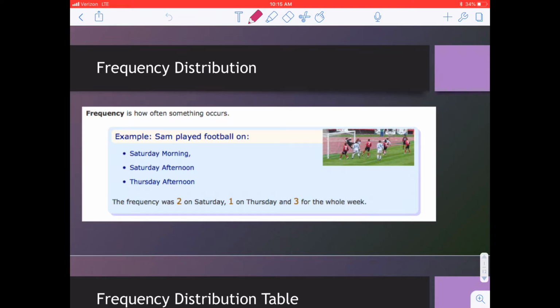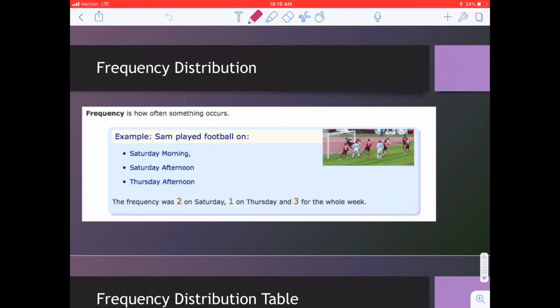So if this piques your interest at all, I definitely encourage you to possibly take a statistics course and continue learning about all the other ways that you can properly conduct research and analyze your data. But the first method that we're going to talk about as a way to organize your data is a frequency distribution. Frequency is simply just how often something occurs.